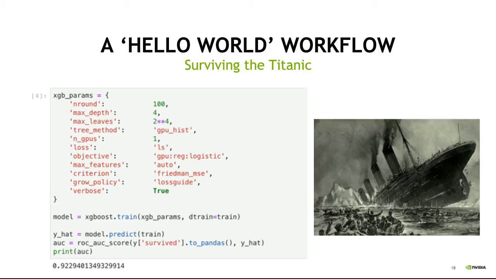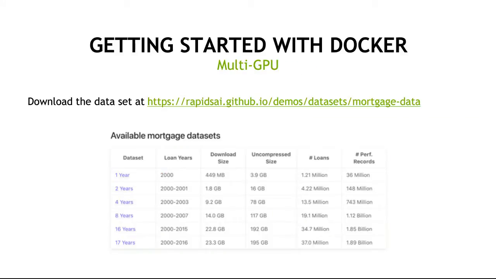The objective function we choose is a GPU version of the logistic regression objective function. For a description of the other parameters I didn't describe, please see the XGBoost documentation. Now that we've seen a very simple example, let's move on to learning how to run the end-to-end workflow example notebook provided in the container.